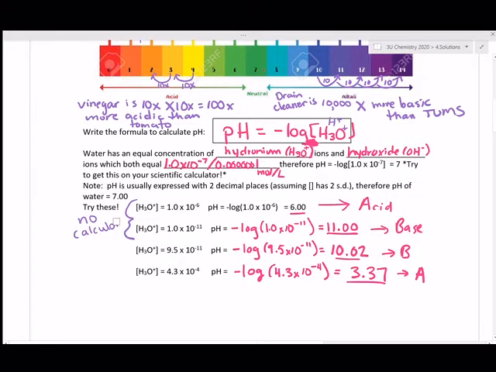No calculator needed. Okay, because if you know the exponent and it's just a whole number of 1, then that exponent is actually going to be your pH. Okay, so 6 is below 7, so we know it's an acid, and 11 is above 7, so we know that is a base. Now these ones you do have to put in your calculator.